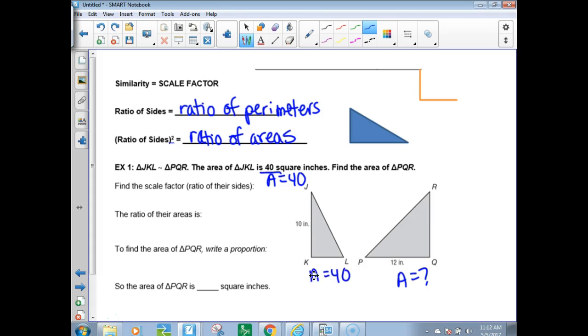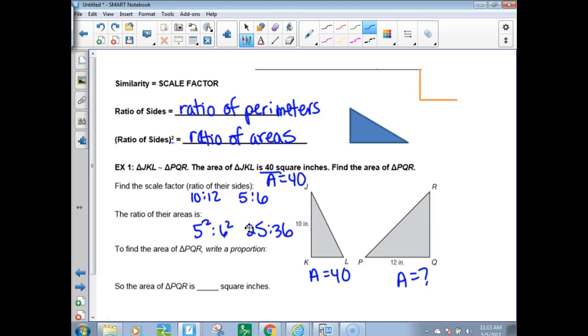If I'm going to be working with areas, I need to know the ratio of the areas. All I've been given here are a pair of sides. The ratio of the sides is 10 to 12, which would reduce to 5 to 6. If the scale factor and the ratio of the sides are one and the same thing, then the area ratio would be 5 squared to 6 squared, which is 25 to 36.